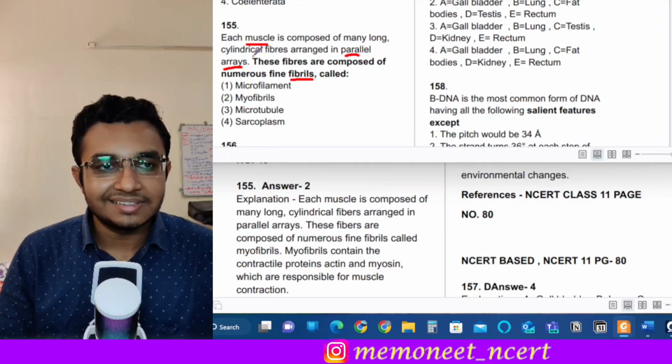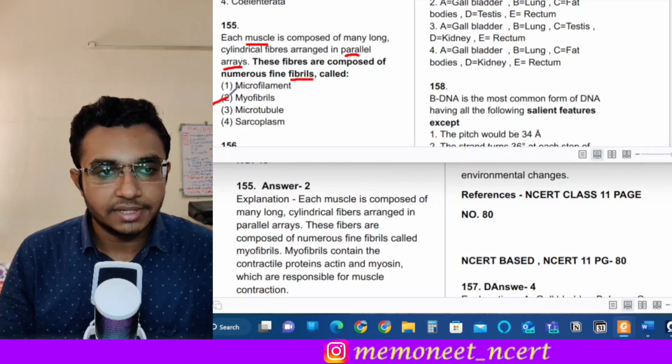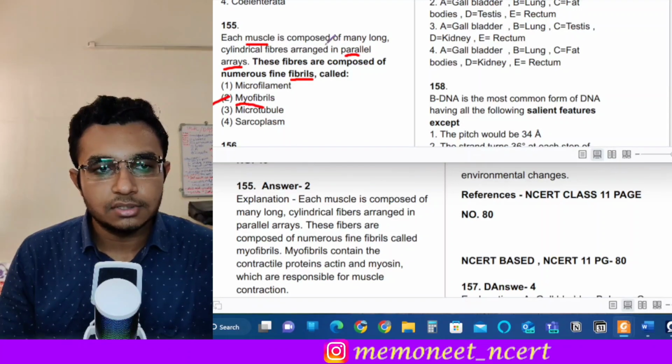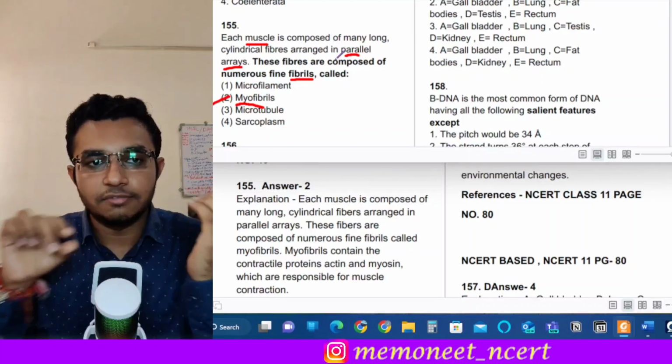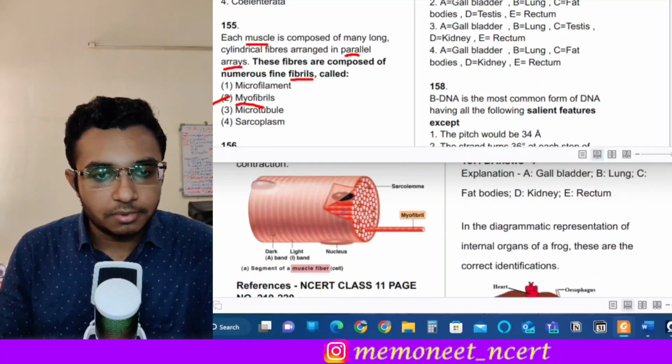So see, here the correct answer will be option 2, that is myofibrils, because each muscle contains many long cylindrical fibers, right? So the proper image is this one.